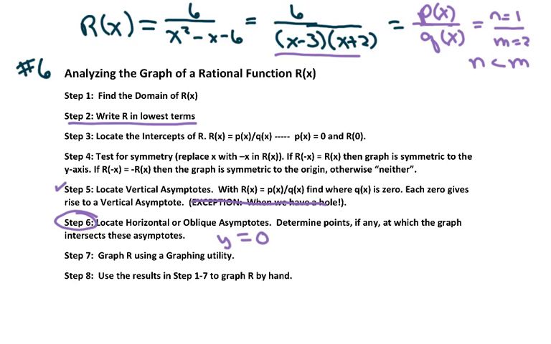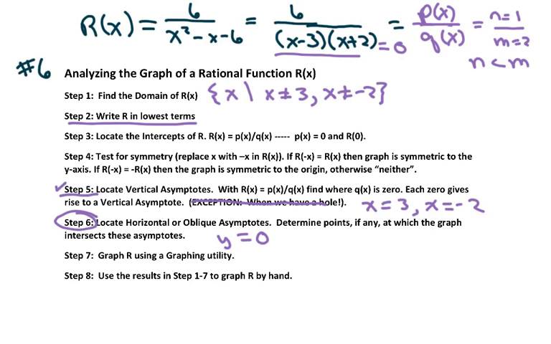The domain is when you set q of x equals 0. So our domain is all real numbers, but x cannot be 3, because that would leave the denominator as 0, and we cannot divide by 0. And similarly, x cannot be negative 2. Therefore, we're going to have a vertical asymptote at x equals 3, and also one at x equals negative 2.